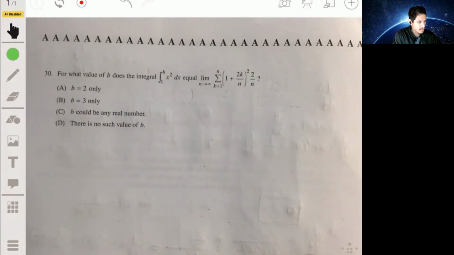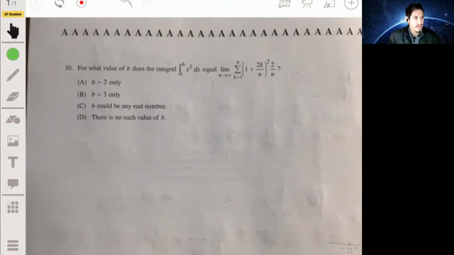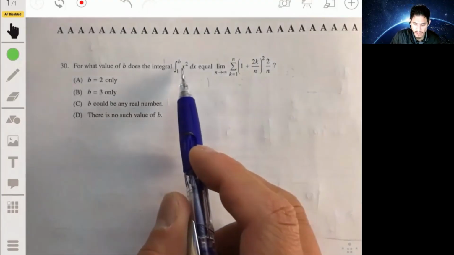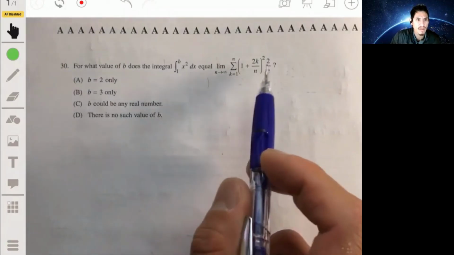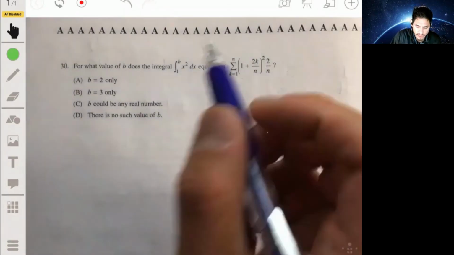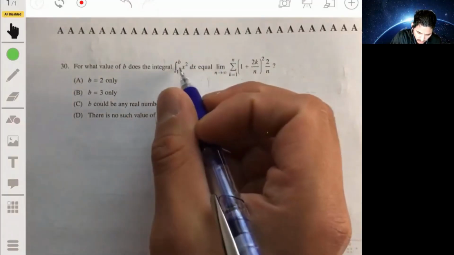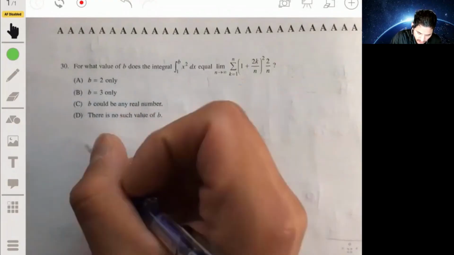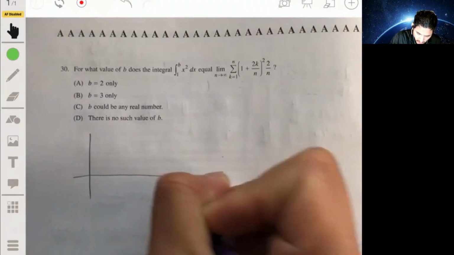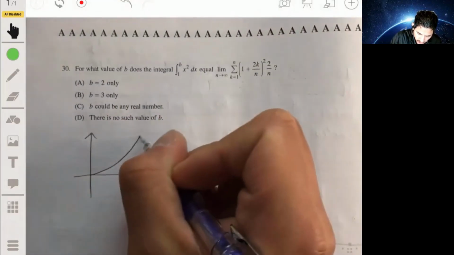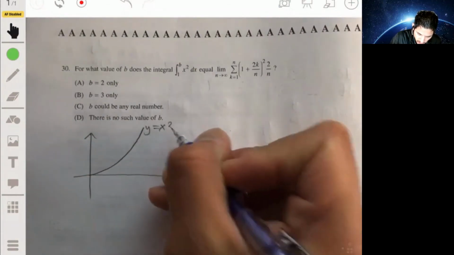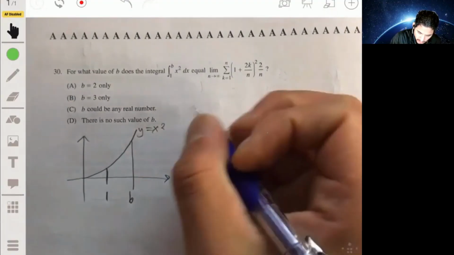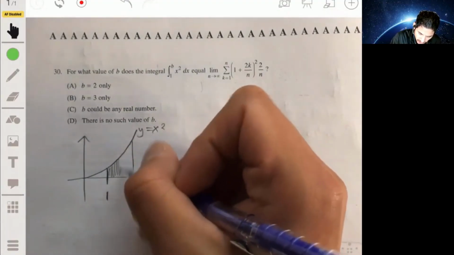The last one, 30. What value of b makes the integral from 1 to b of x squared dx equal the limit of this whole expression? Okay, so let's write this out. We have the integral of x squared from 1 to b. We have the equation y equals x squared, and we're going from 1 to b. We want to figure out what b would be, essentially. We have this area here.